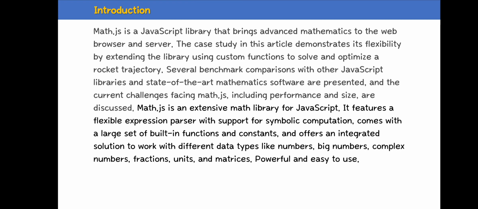Math.js is an extensive math library for JavaScript. It features a flexible expression parser with support for symbolic computation, comes with a large set of built-in functions and constants, and offers an integrated solution to work with different data types like numbers, big numbers, complex numbers, fractions, units, matrix, powerful and easy to use.